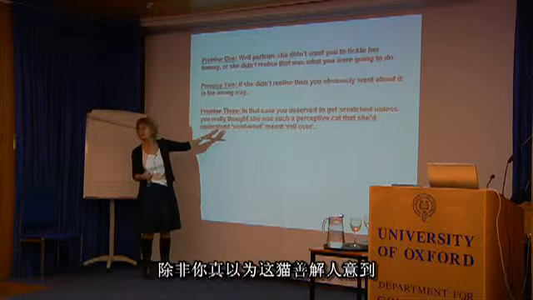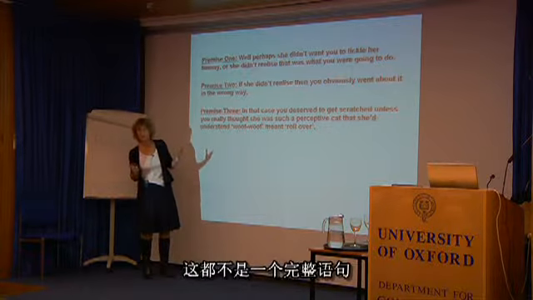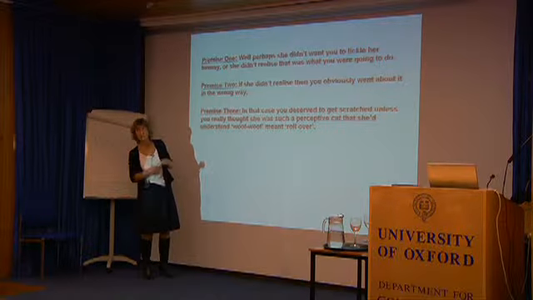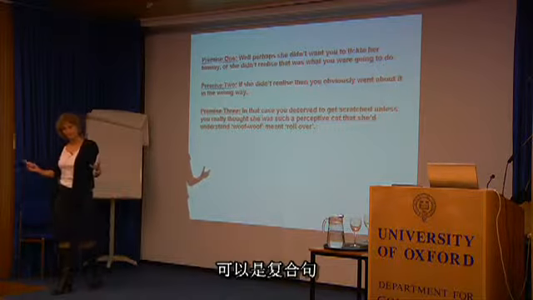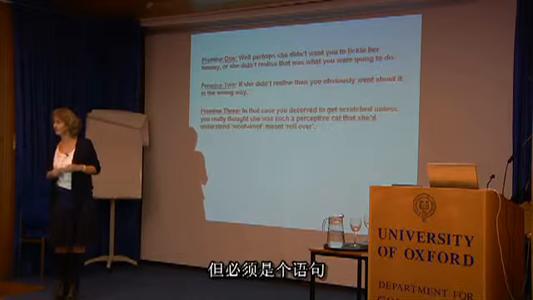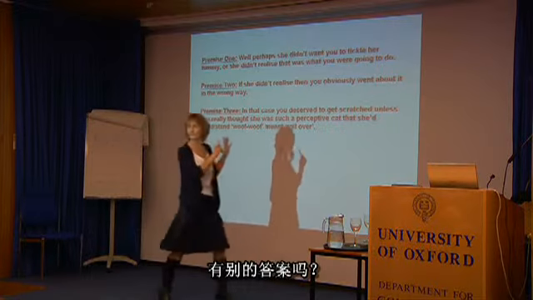You really thought she was such a perceptive cat. Well, that's actually not even a sentence, is it? In order to be a premise, it has to be a sentence. It might be a complex sentence, but it has to be a sentence. Yeah. Anyone have anything different there?